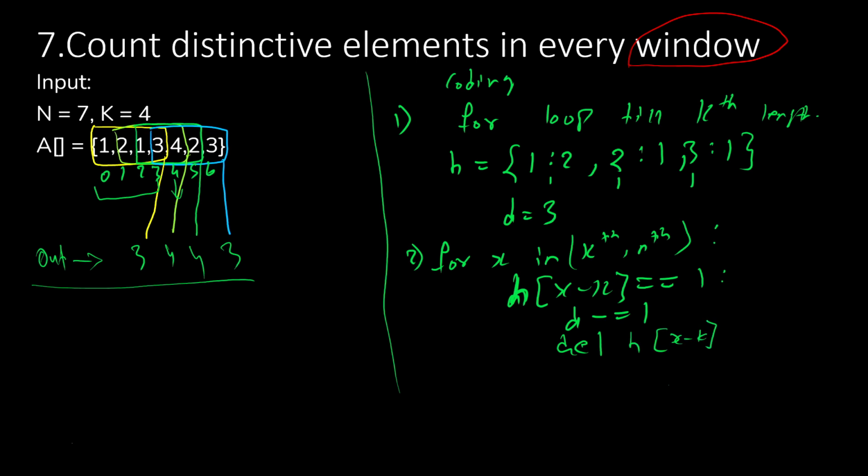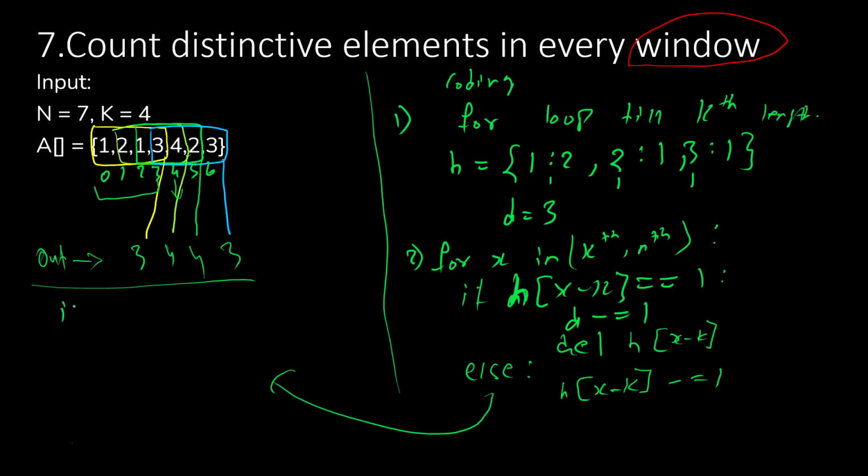We have deleted it. This will be in the if case. The else case is where the count could be more than 1. In that case we can only reduce the value: h of x minus k minus equal to 1. So this is the else case. Another case is also there inside the same for loop. I will write on the left side, and this will continue in the same for loop, after the else part.